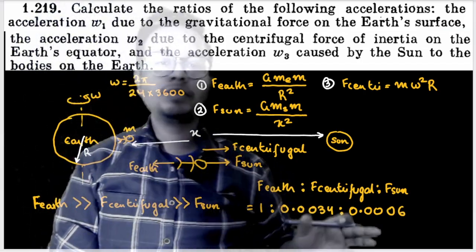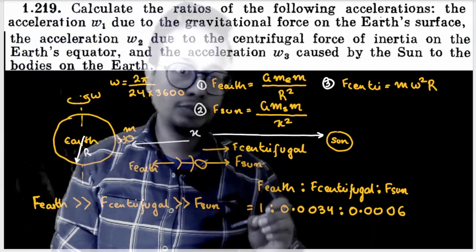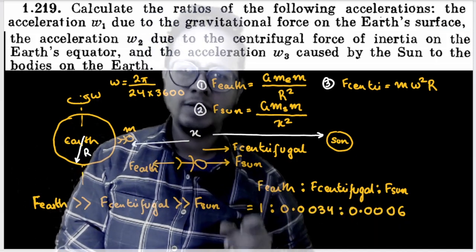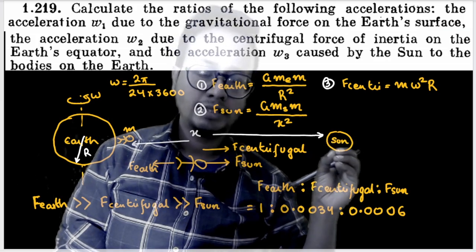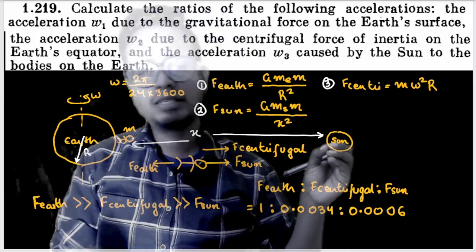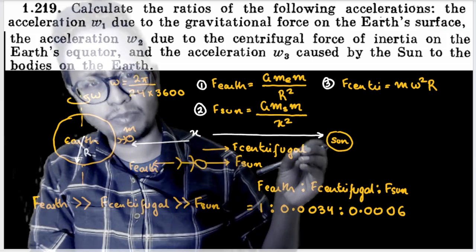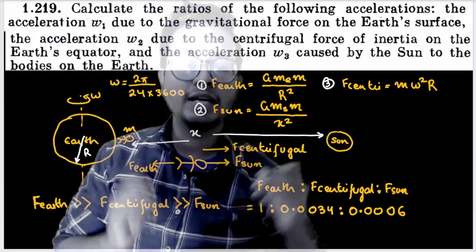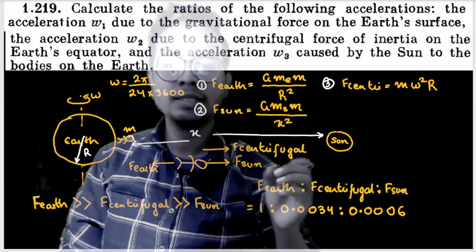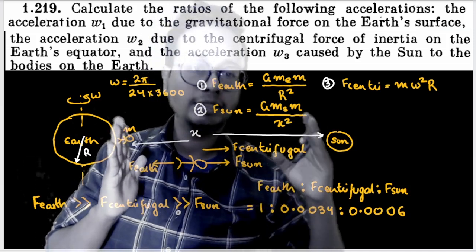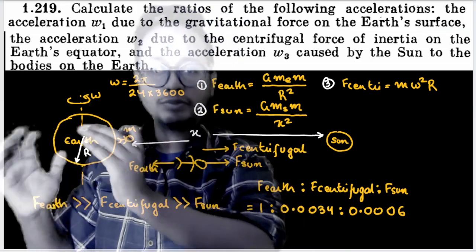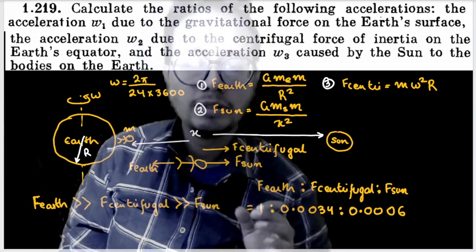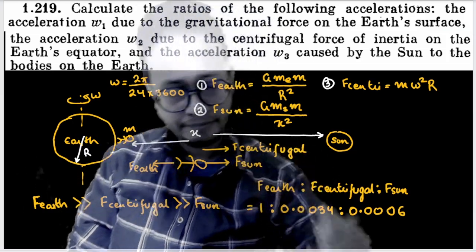So from this ratio, we can see that gravitational force due to Earth is much greater than centrifugal force, which is in fact much greater than the gravitational force due to Sun. And why is that? See, even if the mass of Sun is very huge, the Sun contains more than 99% of the mass of the solar system, the distance between the human and the Sun is also very large, so dividing by x square makes it very small. That's why the gravitational force due to Sun is very small compared to the gravitational force due to Earth, because this person out here is much nearer to Earth than Sun. Understood? So this was question 219.